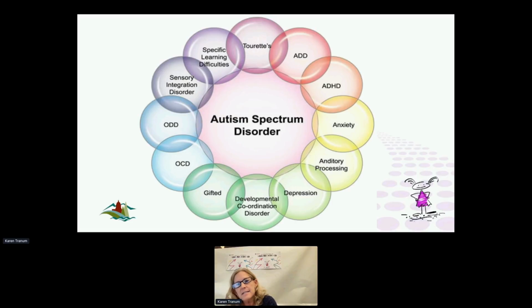Some of the highest, or the majority of kids I work with, we see a lot of anxiety. And yet I see a lot of gifted kids and very, very talented students that have abilities way beyond my comprehension. The OCD and ODD are very prevalent, but the thing to keep in mind is all of these things can be occurring in your students with ASD.